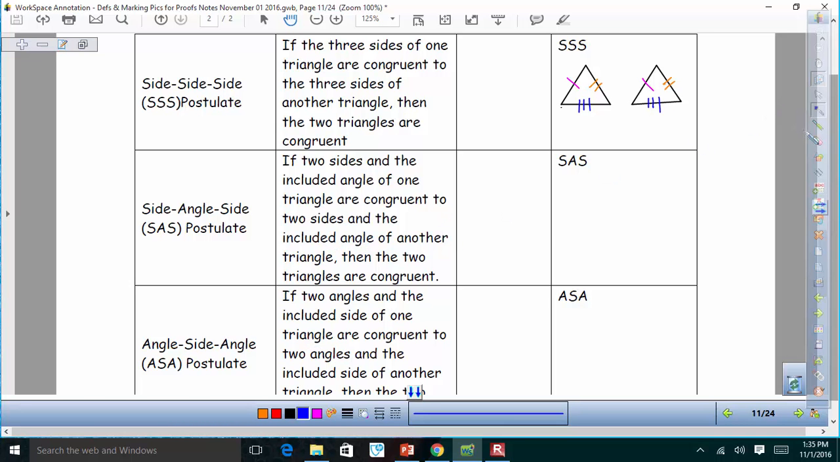Then for side, angle, side, where does the angle have to be in order for it to be side, angle, side? In the middle of what? Both sides. Very good. So when you draw your picture, whatever two sides you make congruent, the angle has to be between them. So if this side is congruent to this side, and this side is congruent to this side, then the angle would have to be the one between these two sides, which would be this angle and this angle. So we'd have side, angle, side here, and side, angle, side here.